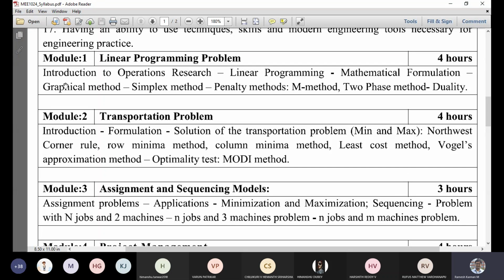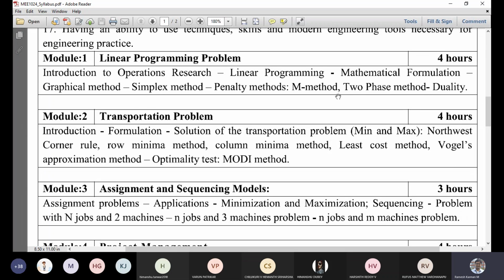And one of the important methodologies when you can solve linear programming problems is the simplex method developed by Dantzig, and he got a Nobel Prize for this. So this method is a very important method.